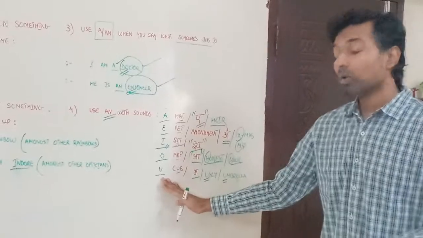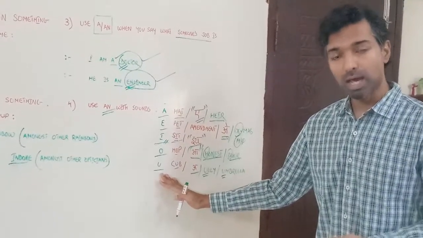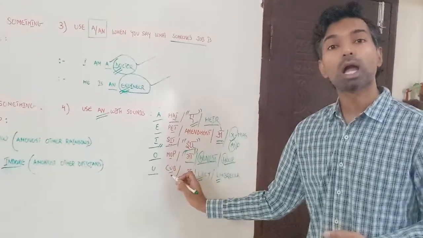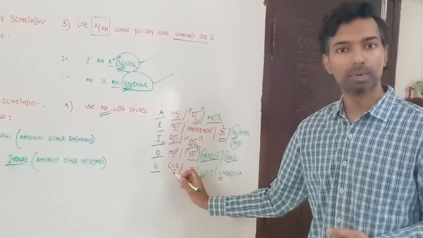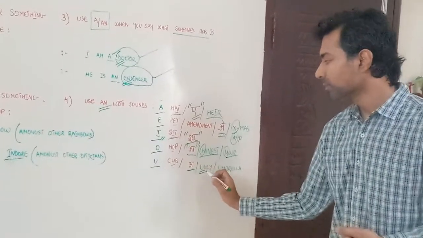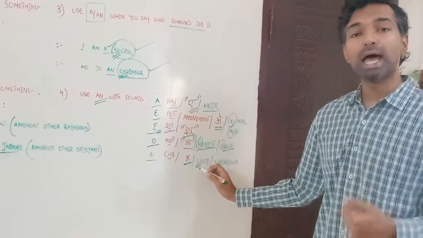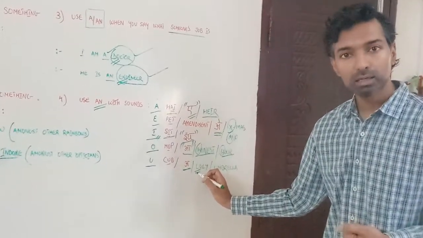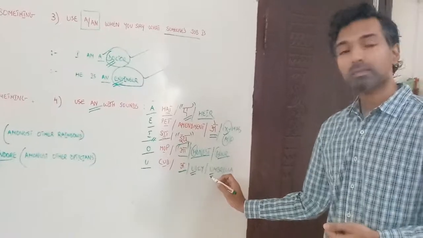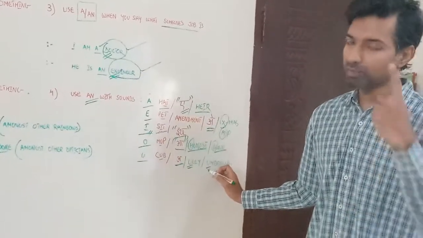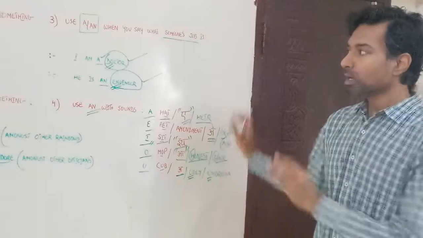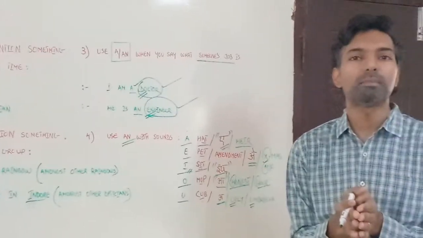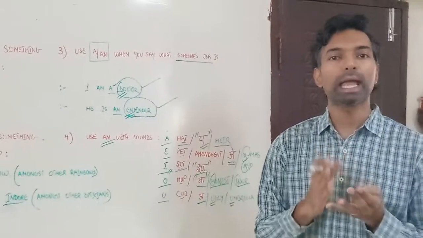So what have we understood with U as a vowel? The sound has to be a, like cup. So that's how we use the article an with an ugly person, an umbrella. So we are referring to count one. Remember that. I hope with these pointers I have given you an idea about the usage of a or an.